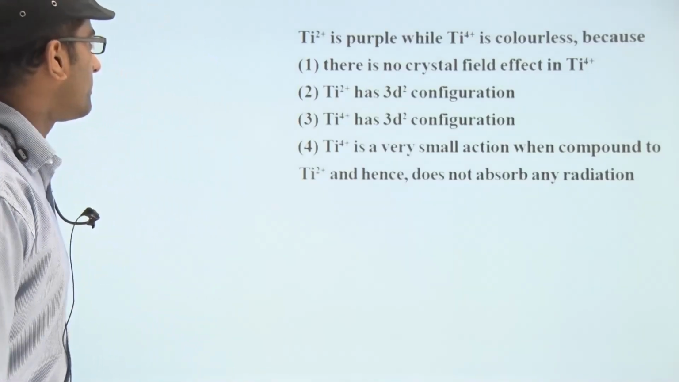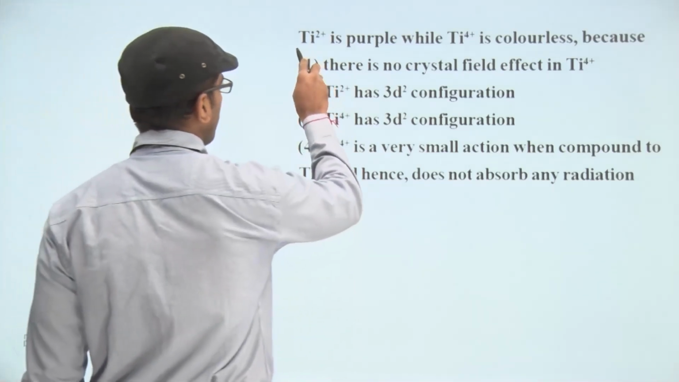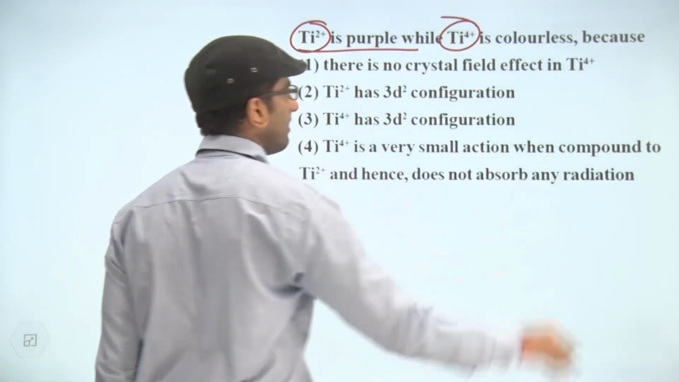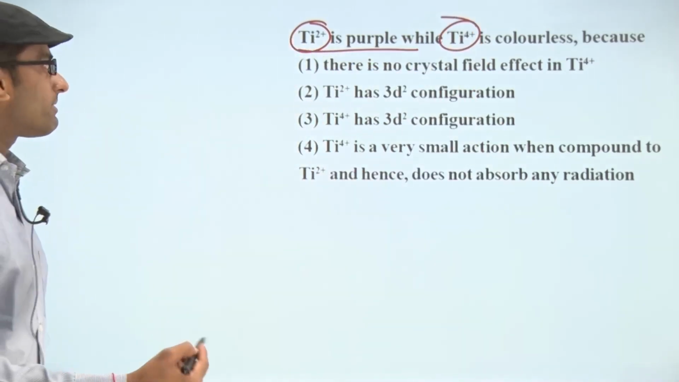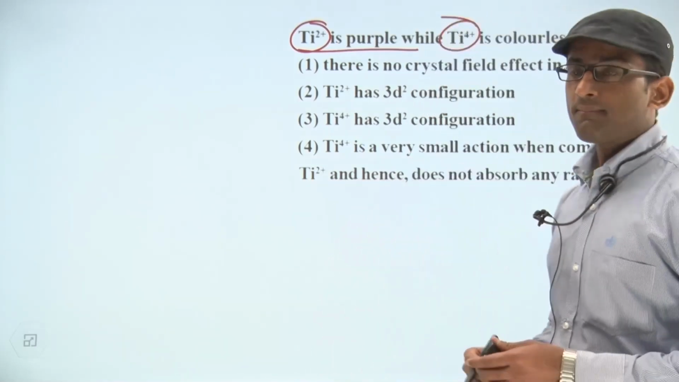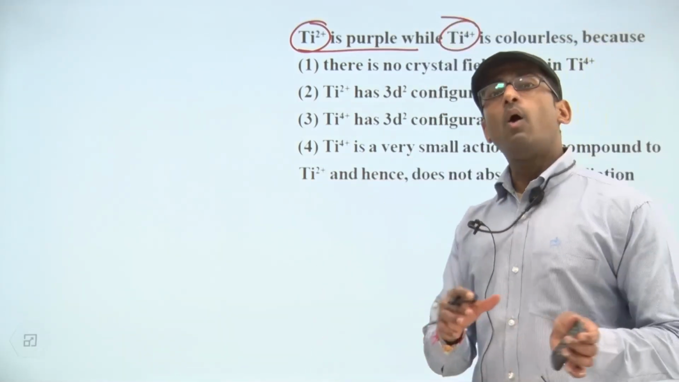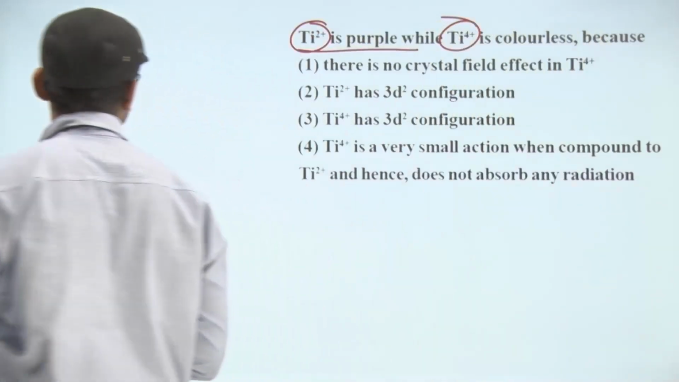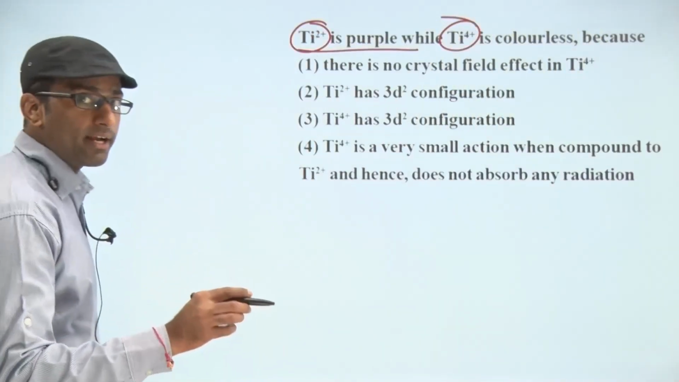Ashwin, this question is asking that Ti+2 is purple and Ti+4 is colorless. So what is the reason behind this? Due to the presence of unpaired electrons, an ion is colorful, while when all electrons are paired, it becomes colorless. So this is the general trend.